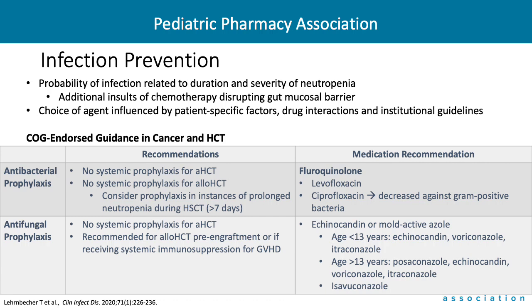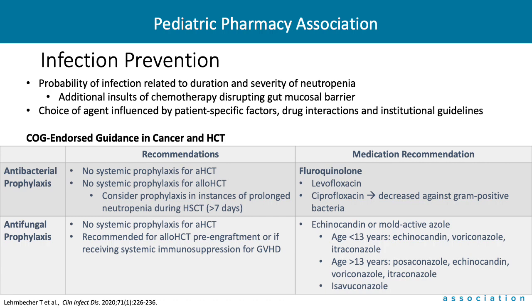For antifungal prophylaxis, it's recommended for no systemic prophylaxis for autologous transplant, and there is recommended antifungal prophylaxis for allogeneic transplant pre-engraftment or if the patient is receiving systemic immunosuppression for GVHD. It is recommended in this guidance to use echinocandins or mold-active azole antifungals.